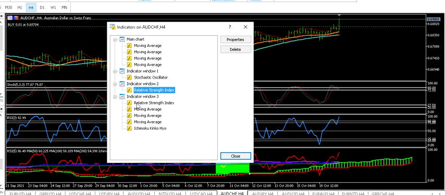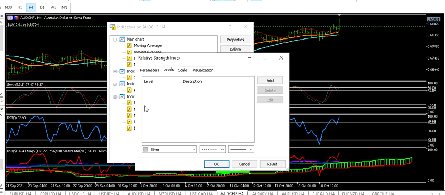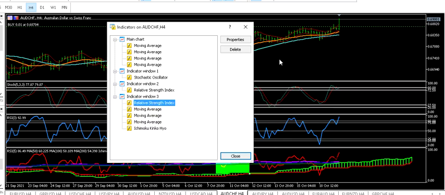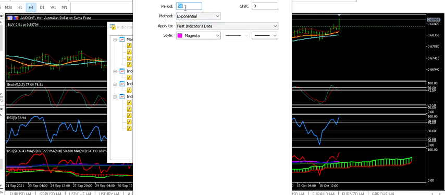Now for indicator window 3 we have the relative strength index. The period is 5, applied to close, and the color is red. No levels. Then we have a moving average with period 50. The method is exponential, applied to first indicator's data, and the color is magenta. The next moving average has period 100, method exponential, applied to first indicator's data, and the color is blue.